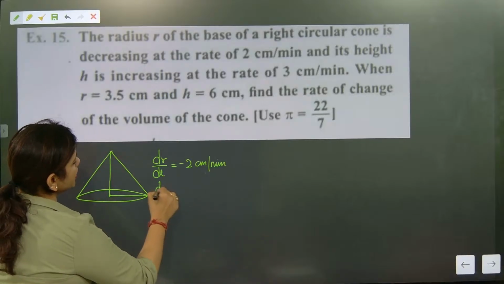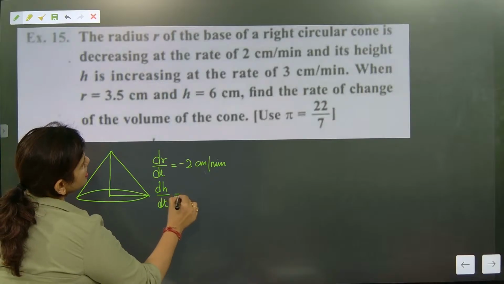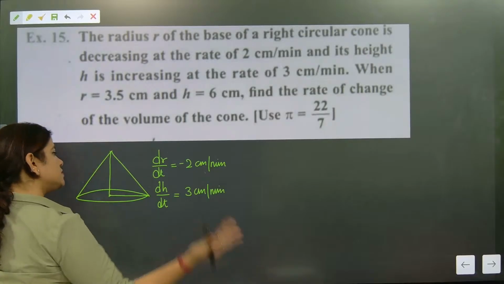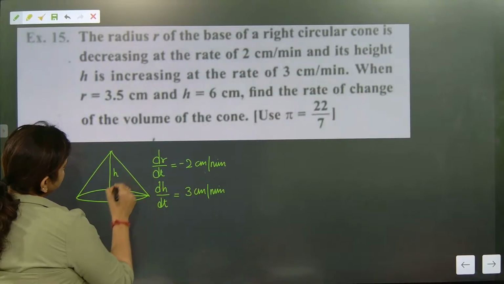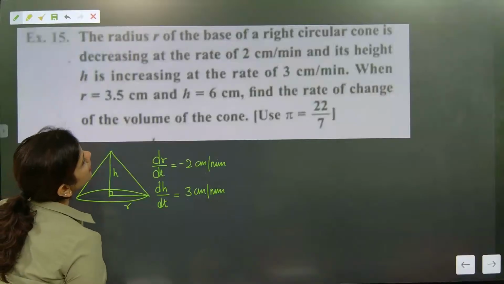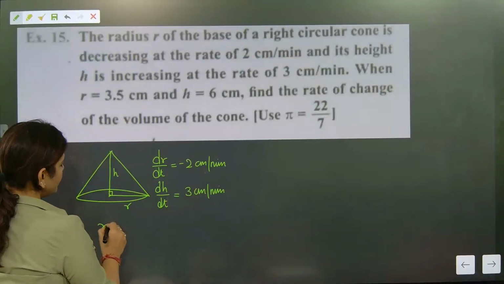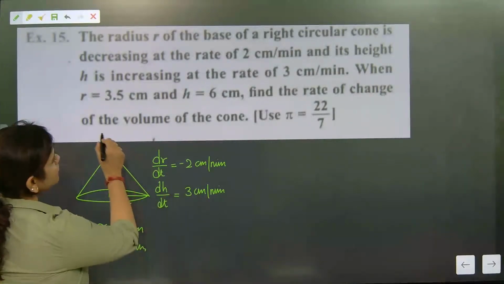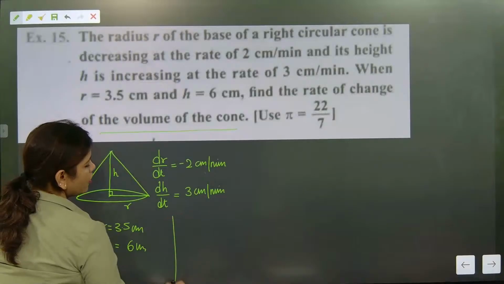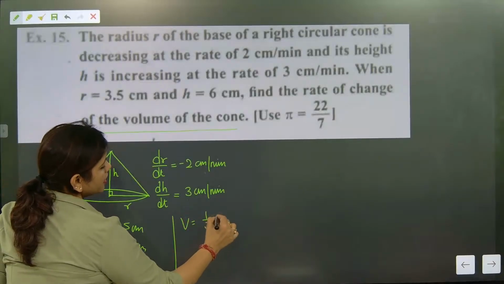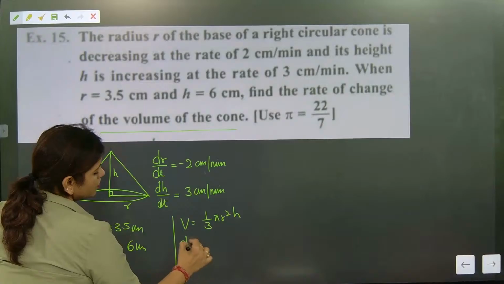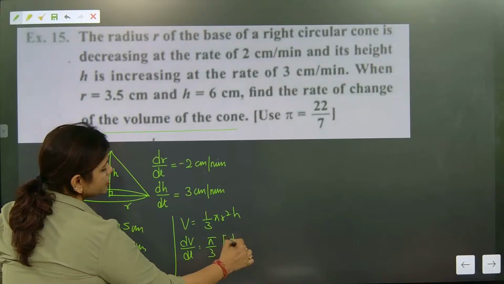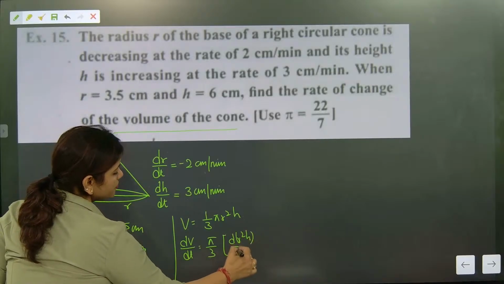As in the previous question, it is showing dh by dt equal to 3 centimeter per minute, minus and plus, because of decreasing and increasing. This is height and this is radius. Done. After that what they're telling is that when r is 3.5 centimeter and height is 6 centimeter, find the rate of change of volume of the cone. So we know that volume of the cone is 1 by 3 pi r square h.